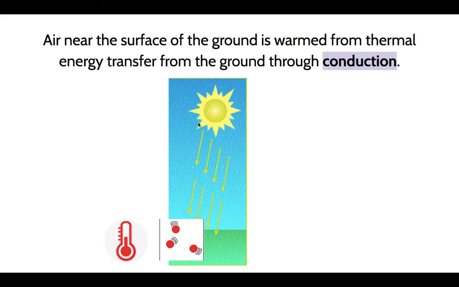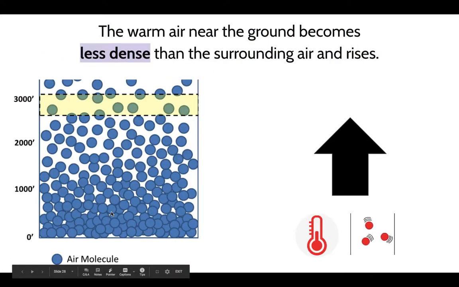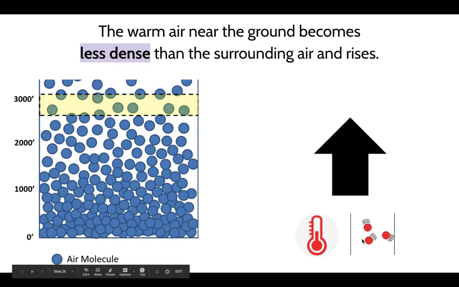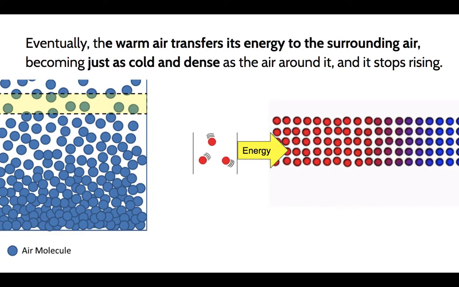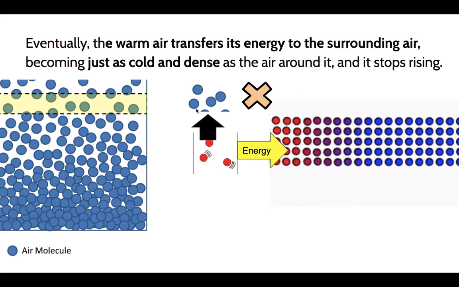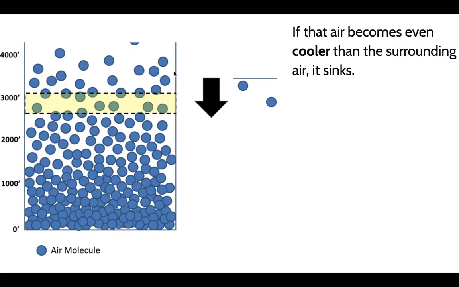Let's review. Air near the surface of the ground is warmed from thermal energy transfer from the ground through a process called conduction. The warm air near the ground becomes less dense than the surrounding air, and it rises. Eventually, the warm air transfers its energy to the surrounding air, becoming just as cold and dense as the air around it, and then it stops rising. It does not stop until it's the same temperature and the same density as the air around it. If that air becomes even cooler than the surrounding air, it sinks.